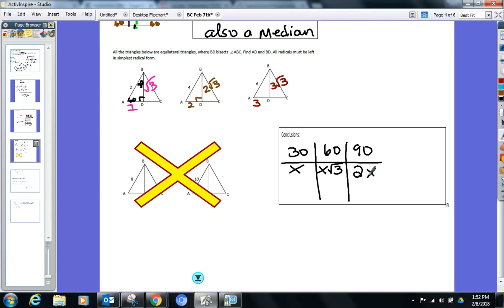Anything you want to ask? Because now we're just getting after it. Yep. So when you have the 45, 45, 90, and you end up getting the radical 3, does that mean that it's not? No. You could have a radical, but what I'm saying is don't multiply by radical 3 if you're in the 45, 45, 90. Multiply by radical 2. Okay? Other questions? All right, let's get after it.